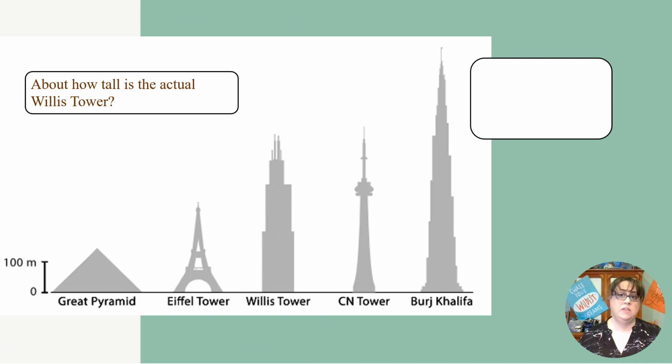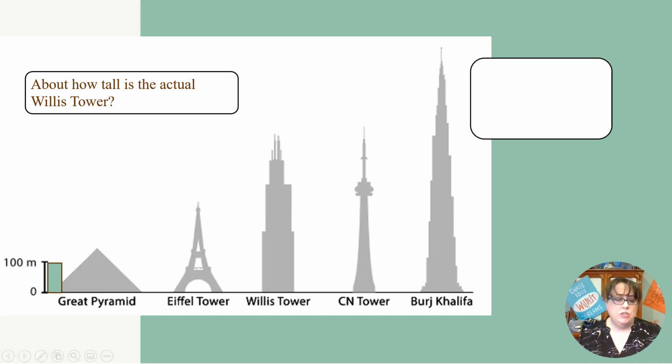So now that we talked about what a scaled drawing is, let's look at these scaled drawings of different buildings. We have the Great Pyramid, the Eiffel Tower, Willis Tower, CN Tower, and Burj Khalifa. And we're looking at a scale of 100 meters is this long. It depends on what we're looking at. Is it an inch? We don't know. Depends on however it was copied for you. So for me, it is this bar right here.